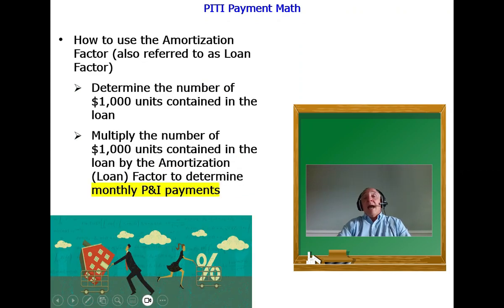Now, how to use the amortization factor, also referred to as the loan factor. So to determine that, you always take the number of 1,000 units or $1,000. You can say units, dollars, whatever. I was taught units, but the idea is determine the number of $1,000 contained in the loan. Multiply the number of 1,000 units contained in the loan by the amortization factor or the loan factor to determine the monthly P&I.